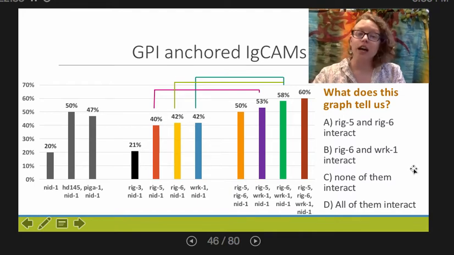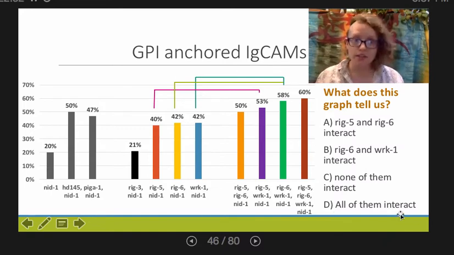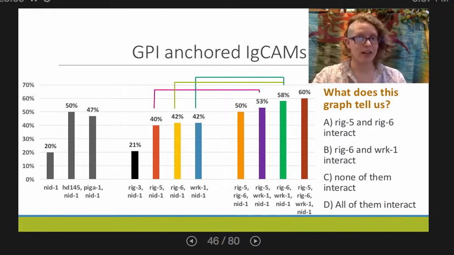So let's look at these options. A, RIG5 and RIG6 are interacting. B, RIG6 and WRK1 are interacting. And C, none of them interact, or D, all of them interact. Now again, pause and come back. Okay, you're back. Awesome. Ready for the answer?